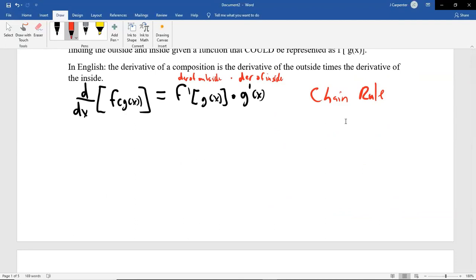So let's try it out. Not with red ink though, with black ink. Example, what are we up to? 2. Find the derivative.